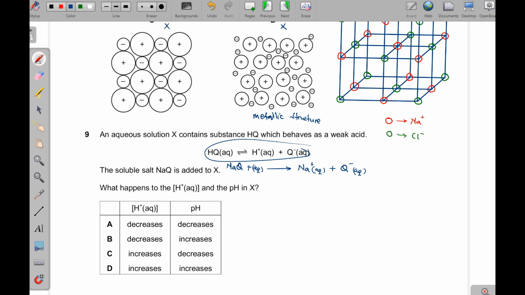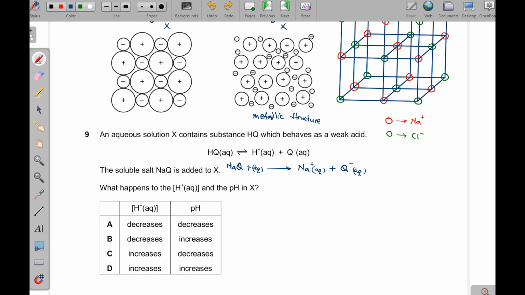Now this one is an equilibrium reaction, and we have introduced many more ions of Q. So that means the concentration of the Q ions here has increased. Okay, so this will disturb the equilibrium. So using Le Chatelier's principle, the position of equilibrium is going to shift to the left. You see that? Because Le Chatelier's principle states that if there is an alteration in the factors that affect a dynamic equilibrium, then the position of equilibrium shifts to the side that opposes or minimizes the change. So in this case, the position of equilibrium will shift to the left.